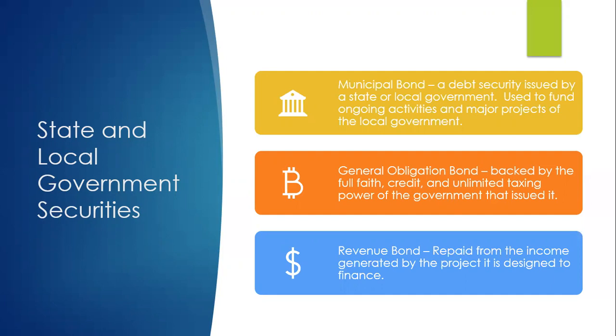Then there's a revenue bond. When it's time to repay the investor, it's repaid from the income generated by a project that the bond is designed to finance. So they want to issue these revenue bonds. Maybe they're making a toll road, I don't know, and you expect to get paid back by the revenue that it earns.